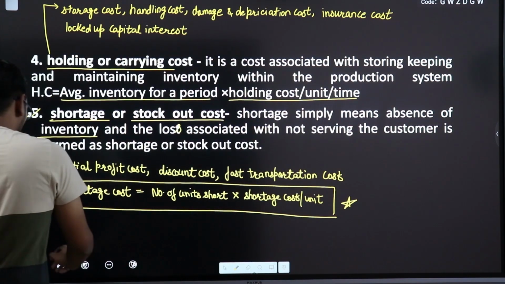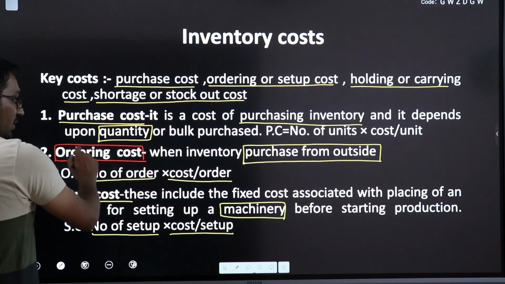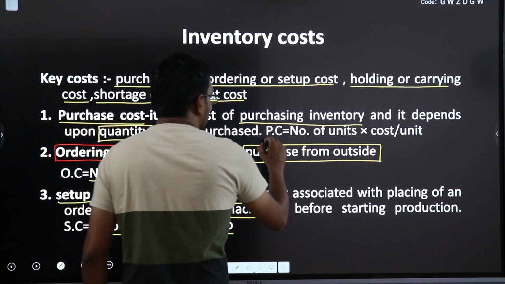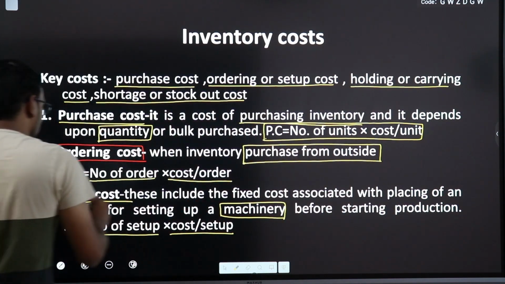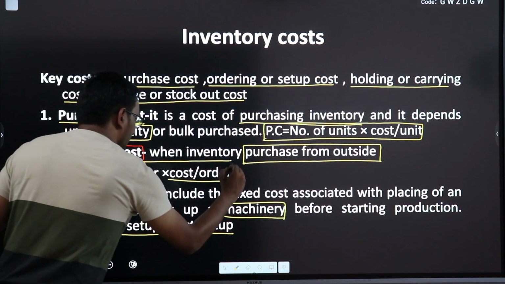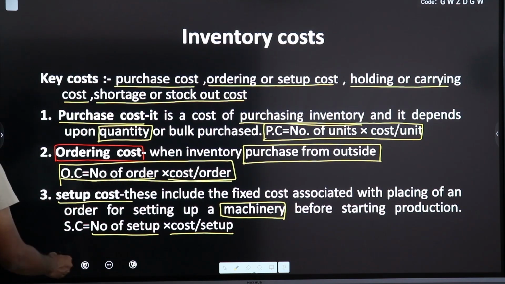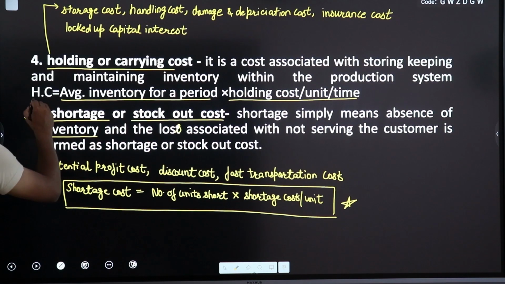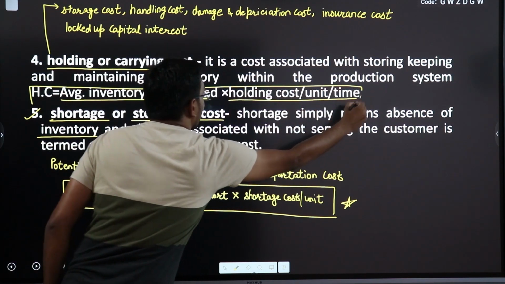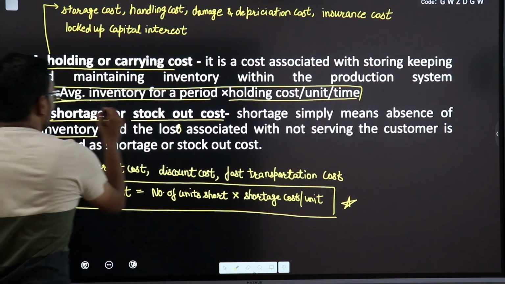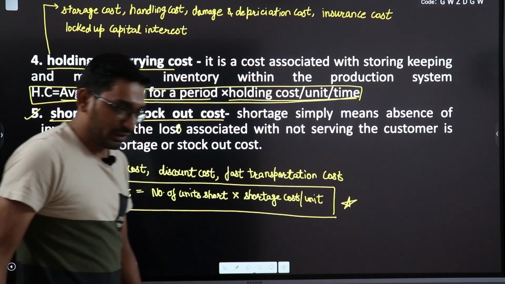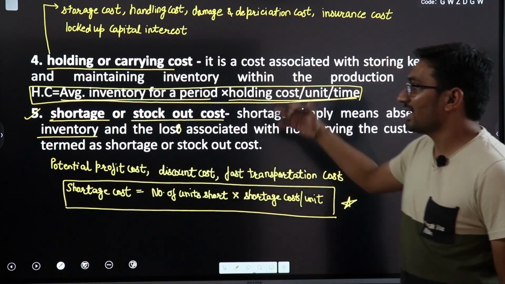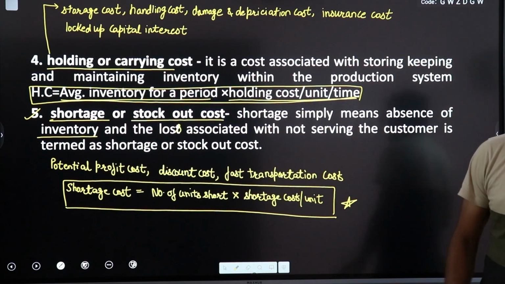So these are the 4 costs. First one is the purchase cost, that is equal to number of units into cost per unit. Second is your ordering cost, that is number of orders into cost per order. Third one is your holding cost, that is average inventory which you are holding for a period of time into holding cost per unit per time. And fourth one is shortage cost, that is number of units short into shortage cost per unit. So these are the 4 costs which are associated with the inventory.